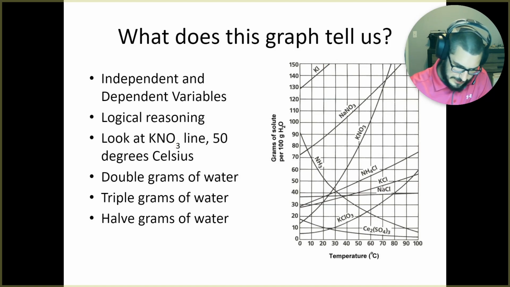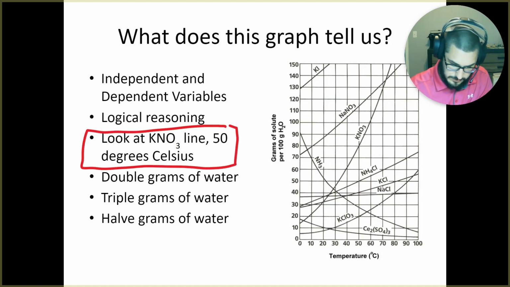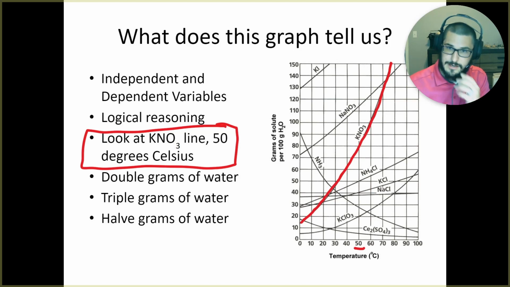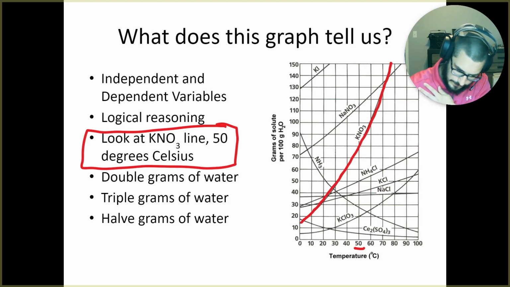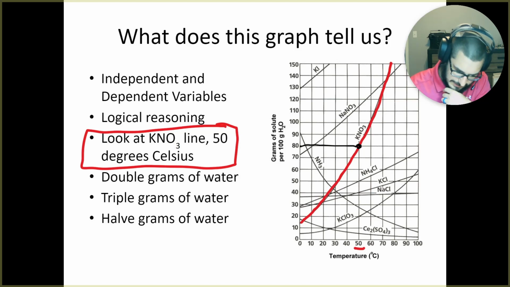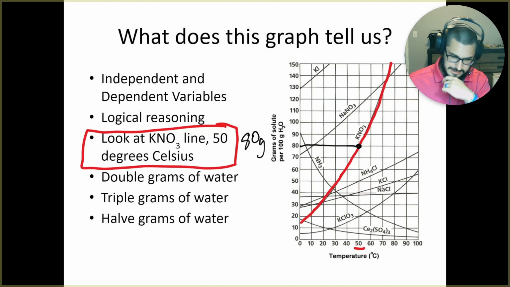So then if we're looking back at the question at hand, KNO3's line is right here. And we want to look at 50 degrees Celsius, so that's there. So then I'm looking at that spot on the graph here. At 50 degrees Celsius, I can dissolve 80 grams if I have 100 grams of water.